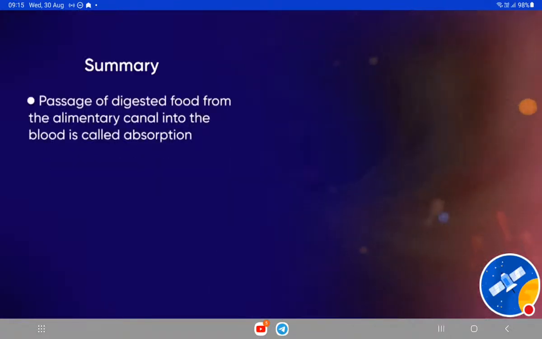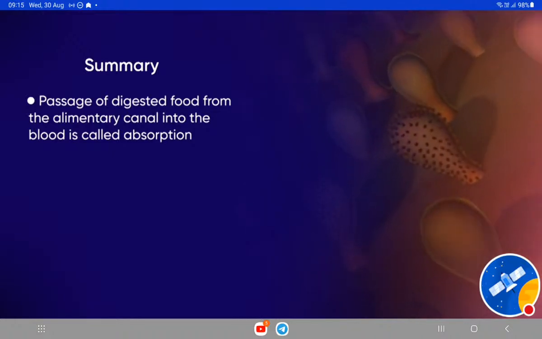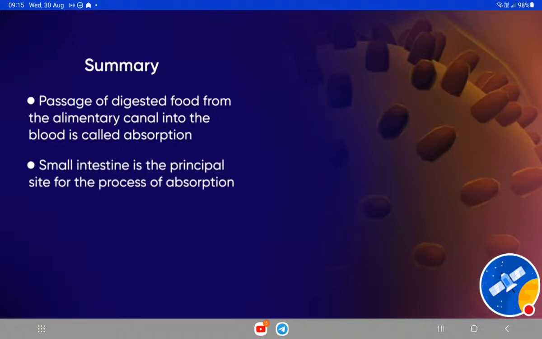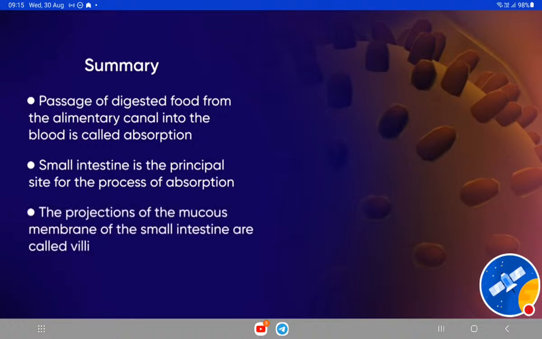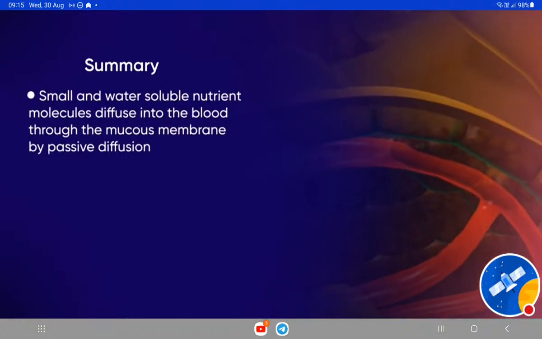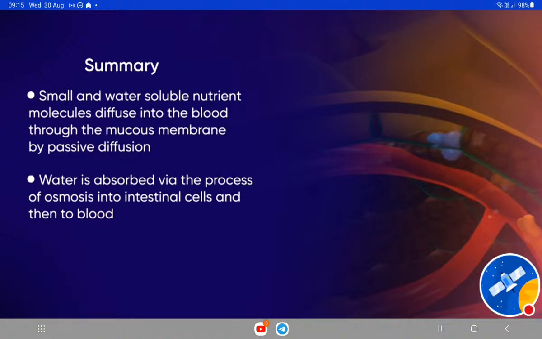To summarize, the passage of this digested food from the alimentary canal into the blood and lymph is referred to as absorption. Small intestine is the principal site for the process of absorption. The mucous membrane of the small intestine is provided with folds which have many finger-like projections called villi. Small and water-soluble nutrient molecules diffuse into the blood through the mucous membrane by passive diffusion. Water is partly absorbed into the intestinal cells by osmosis and then transported to the blood.